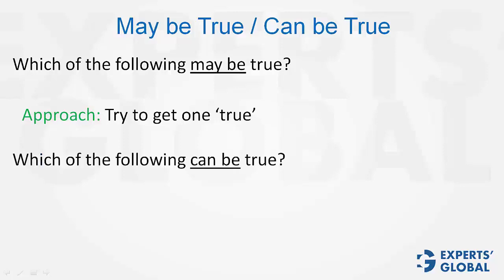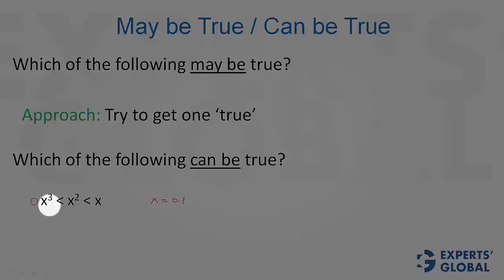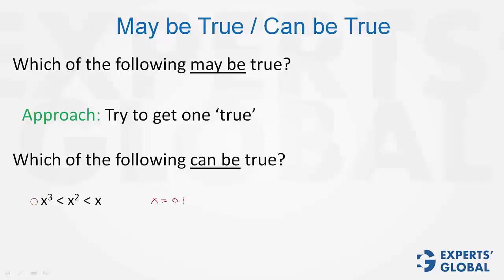Let's take an example. Which of the following can be true? And look at this case now. The approach is that we need just one case where such a condition is possible. So imagine for a value such as x equals 0.1, x cubed would be the smallest, then x squared, and then x. Of course, this will not hold for a lot of values, but that is not important. In these may be true or can be true questions, we need just one case in which the condition is met to select that particular option. So this option should be selected.